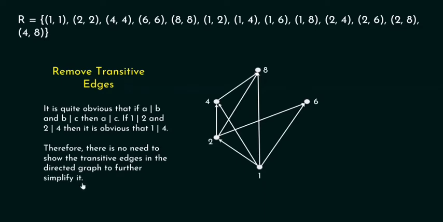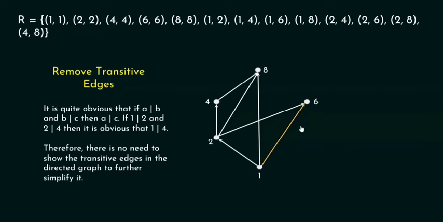Obviously, our target is to simplify this directed graph. That's why I want to remove all those edges which are not required to be drawn. That's why I'm removing this edge from 1 to 4 as well, because this is a transitive edge, right? Let's try to remove all the transitive edges in this graph one by one. Here, first we will remove this edge, that is from 1 to 4, because 1 is related to 2 and 2 is related to 4. This is a transitive edge, so let's try to remove this.